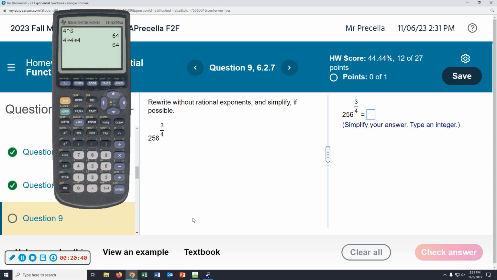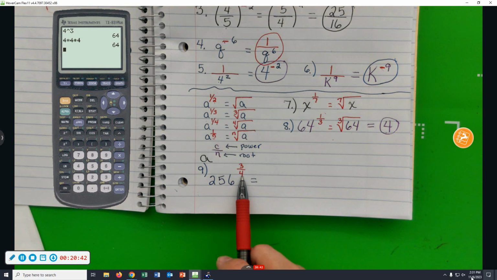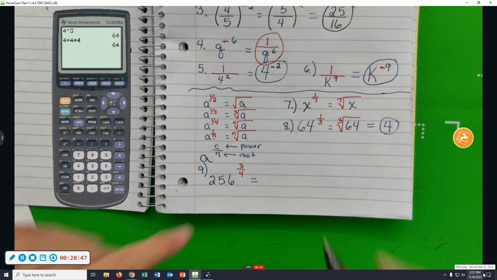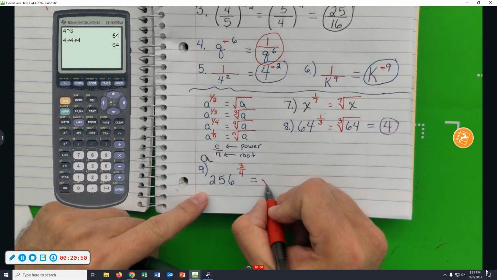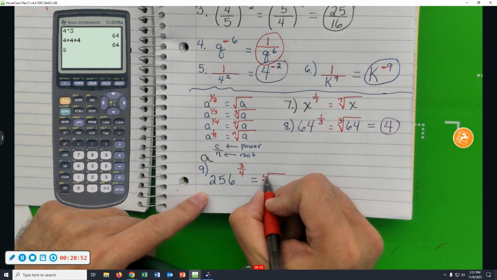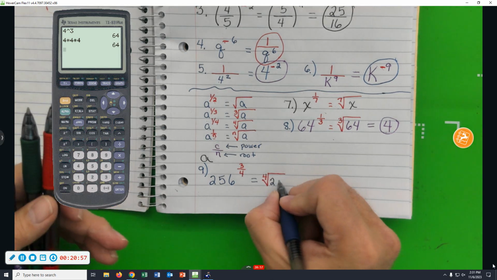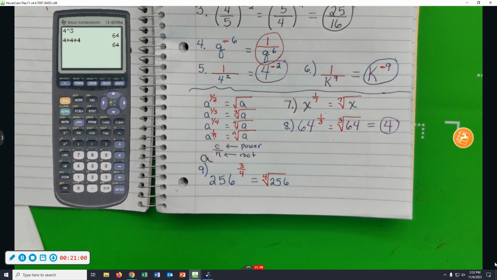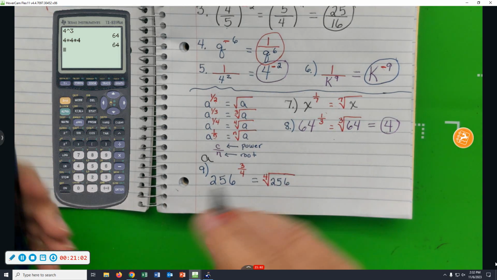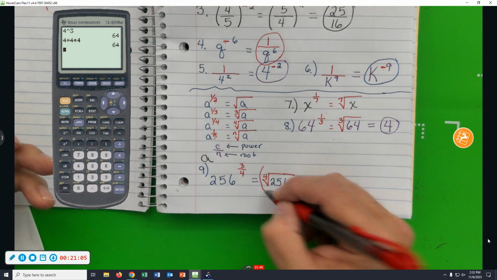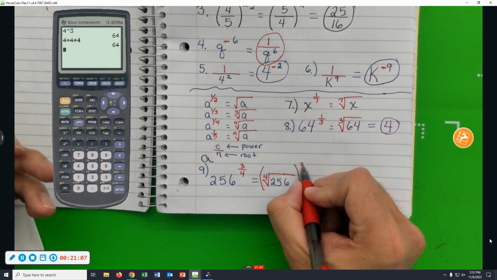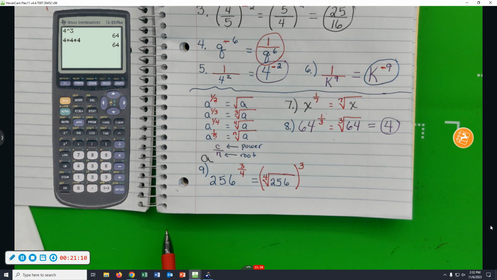Here's how I'm going to simplify that. The bottom number is the power, the root, I mean. So I'm going to write it like this. It's going to look sort of messy. The 4th root of 256. I'm going to have to figure that out, and then once I do, cube your answer. Okay? So find the 4th root of 256.